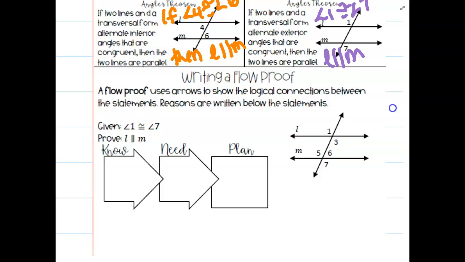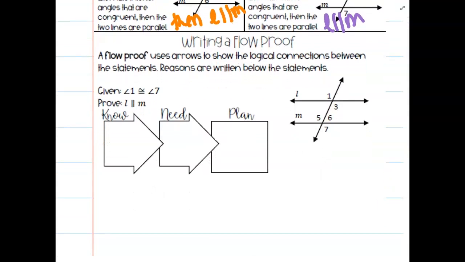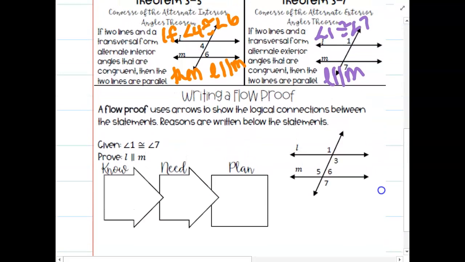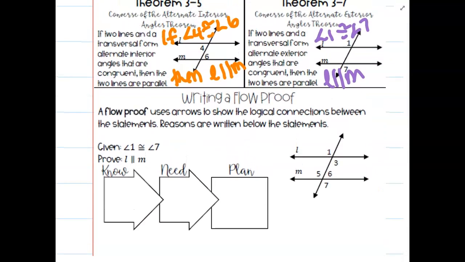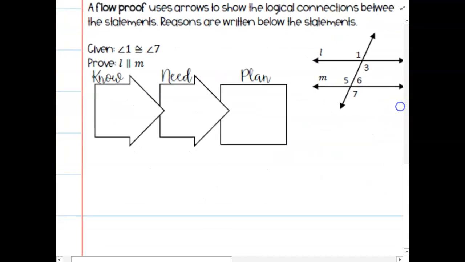So what we want to do is prove that L is parallel to M, and we're given that angle 1 is congruent to angle 7. This right here is the alternate exterior angle theorem. We're going to prove theorem 3.7 right here. So if we start with our flow proof here, the first thing we fill in is the stuff that we know. The first thing I know would be the given, angle 1 is congruent to angle 7.